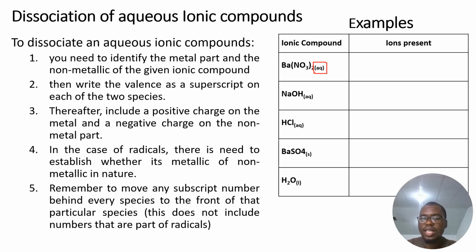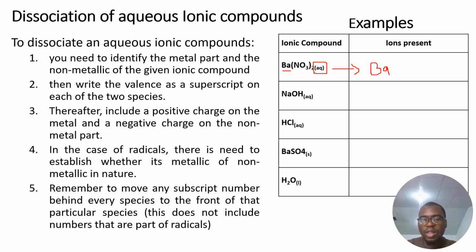After that, I'll go to the second step where I ask myself, which one is the metal part and which one is the non-metal part? So we can come up with an equation here. The first thing we can see, barium is the metal here. So we write barium, Ba, and barium is found in group 2, therefore it has a valence of 2. You are going to write the species on their own, the metal part on its own and the non-metal part on its own. So Ba, we write it.